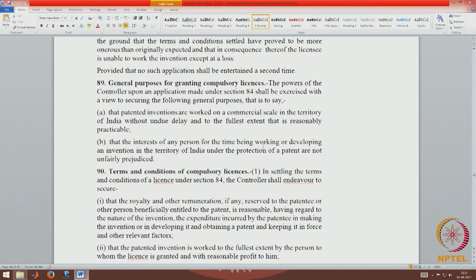Section 89 talks about general purposes for granting compulsory licenses. The powers of the controller upon the application made under section 84 shall be exercised with a view of securing the following general purposes. A. The patented invention is worked on a commercial scale in the territory of India without undue delay and to the fullest extent that is reasonably practicable. B. That the interests of any person for the time being working or developing an invention in the territory of India under the protection of a patent are not unfairly prejudiced. These are the two conditions that the controller shall look into in exercising his powers under section 84.